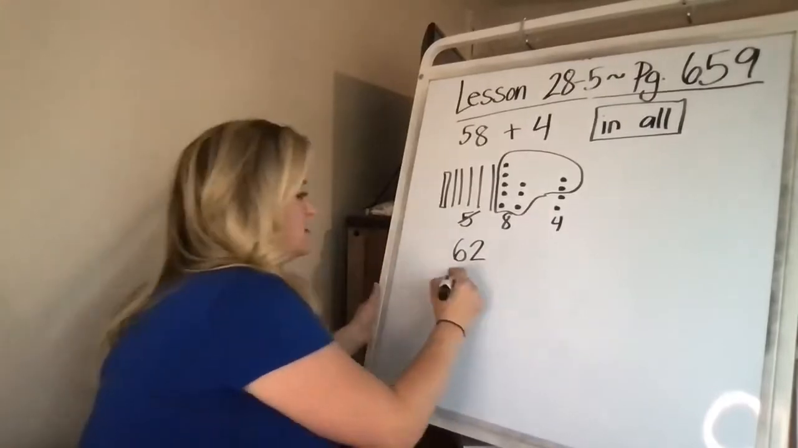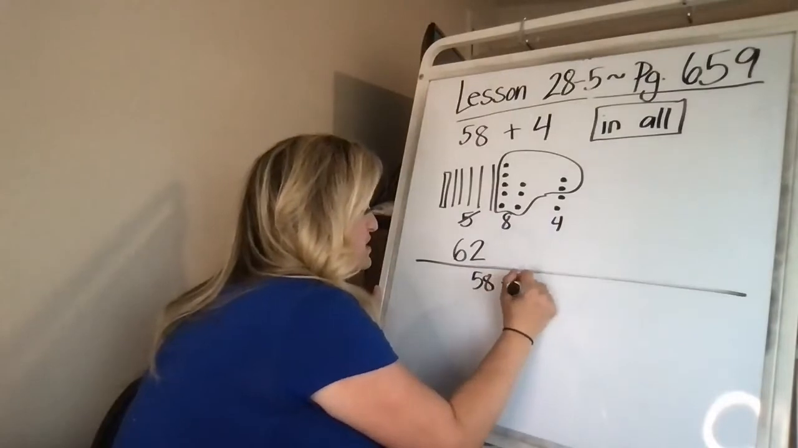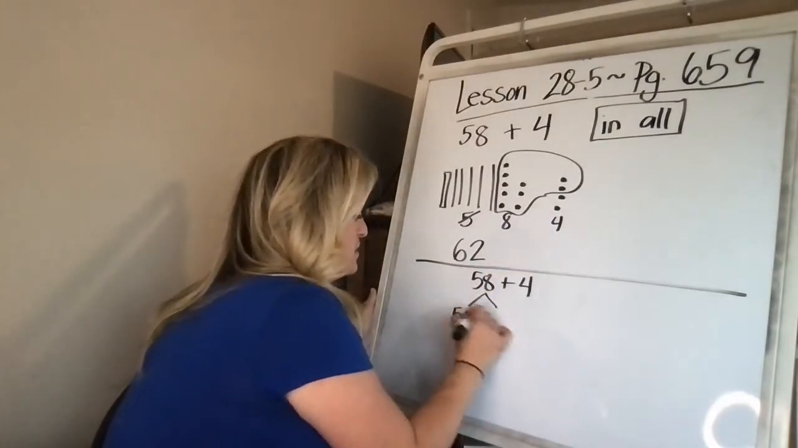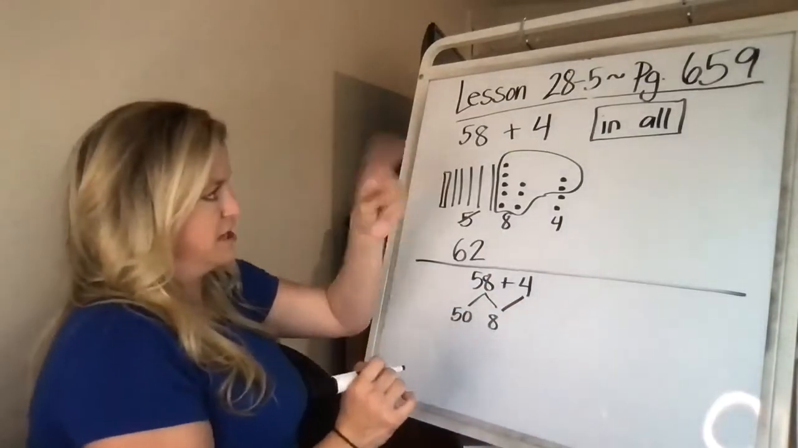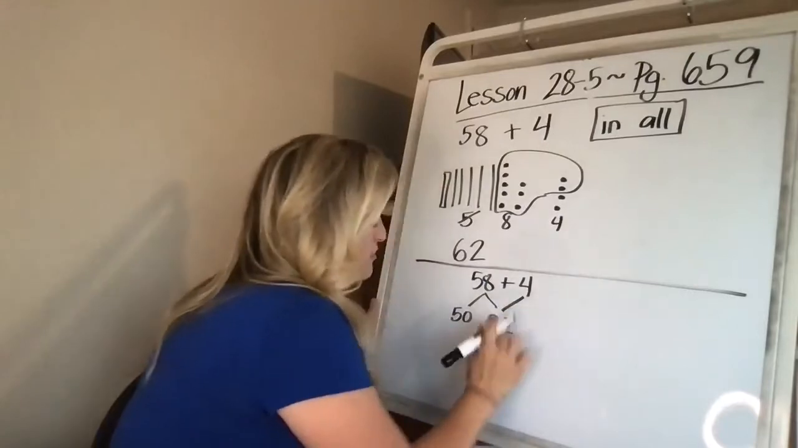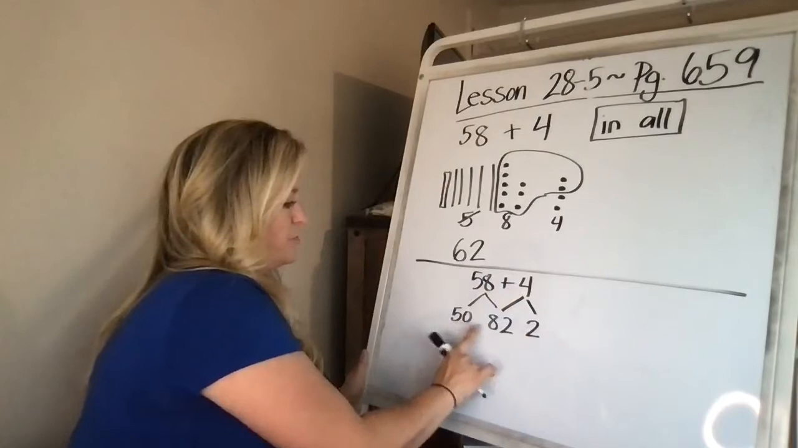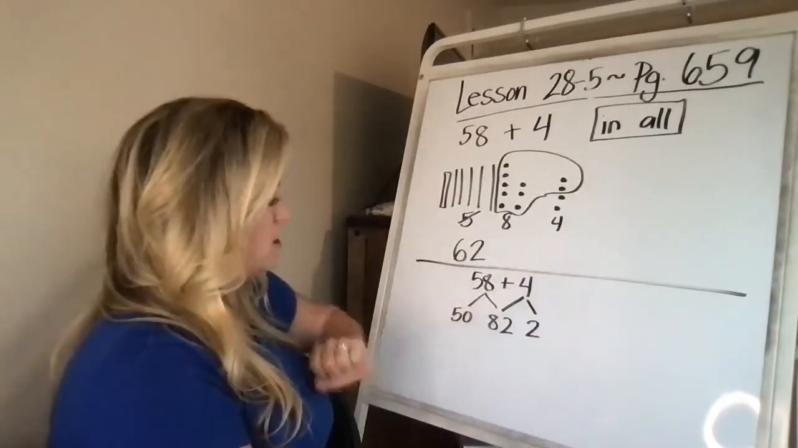Was that right? Let's do it another way and see. A line across 58 plus 4. Break this out into 50 and 8. I'm going to steal 8, 9, 10, 2 from this 4. And then that means I have 2 left over. 2 plus 2 equals 4. 50 plus 8 equals 58. Number bond works, number bond works.